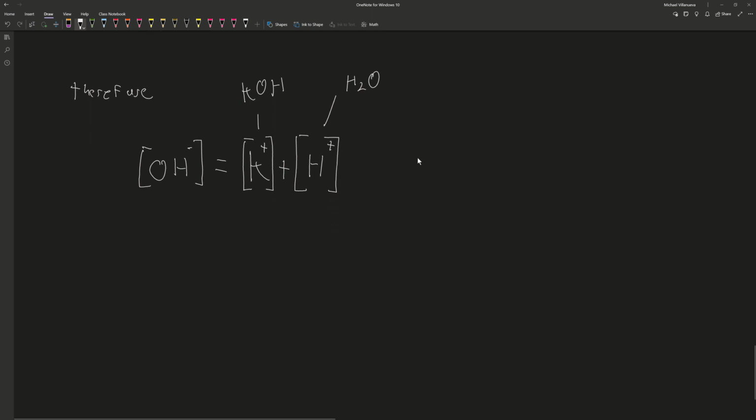So let's put all of these equations together into a single expression. We could say the concentration of K is equal to the concentration of KOH.